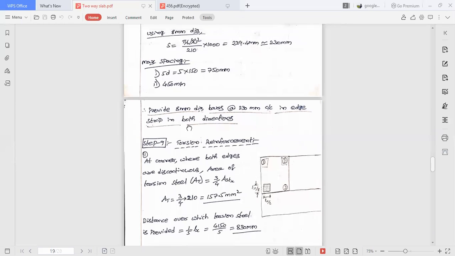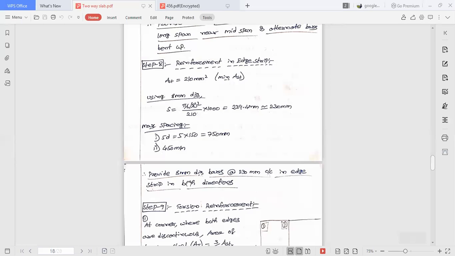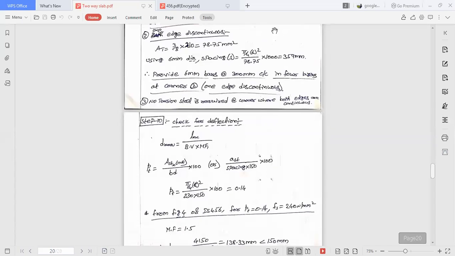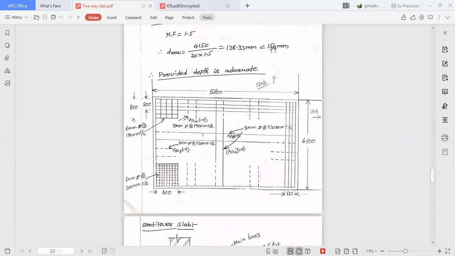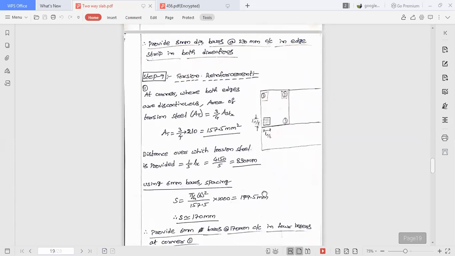Okay. So this is the tension steel in both middle strip and edge strip and near the support. And torsion reinforcement and deflection check are still to come. That will continue in the next classes. Okay, tomorrow's class I will continue.